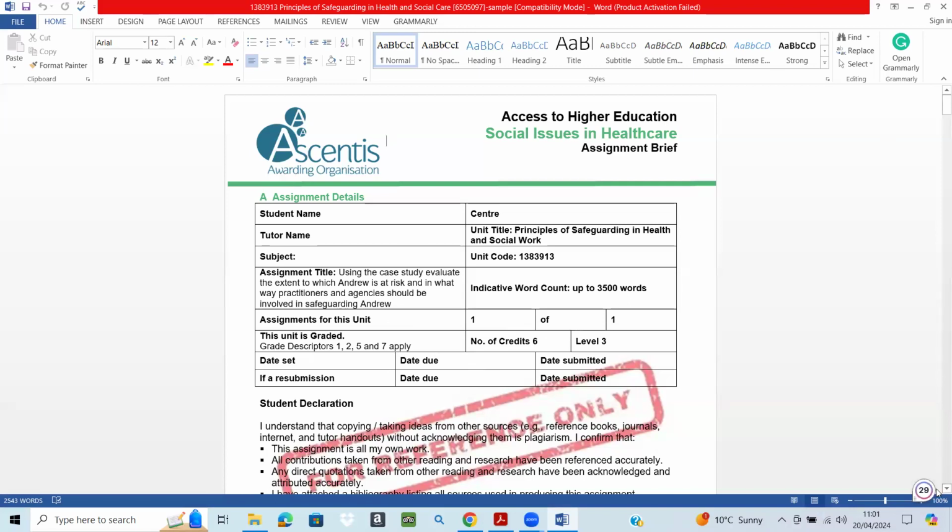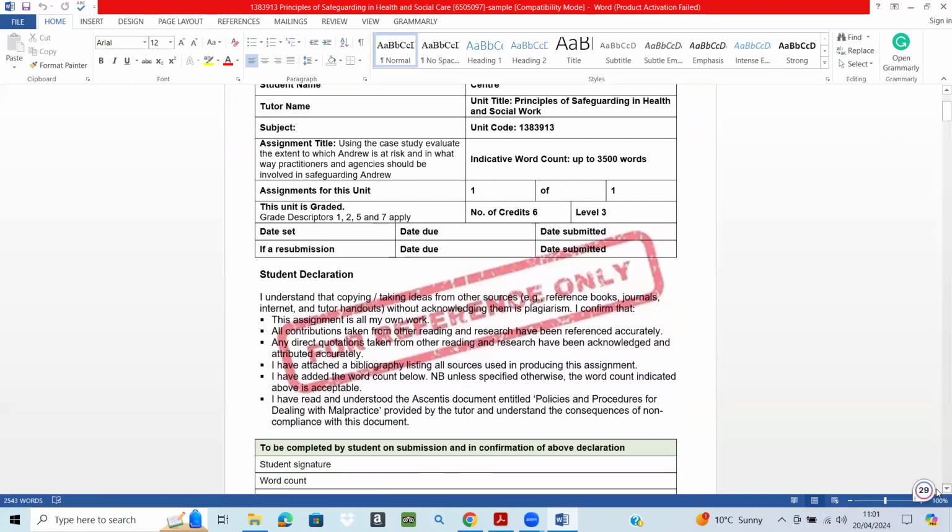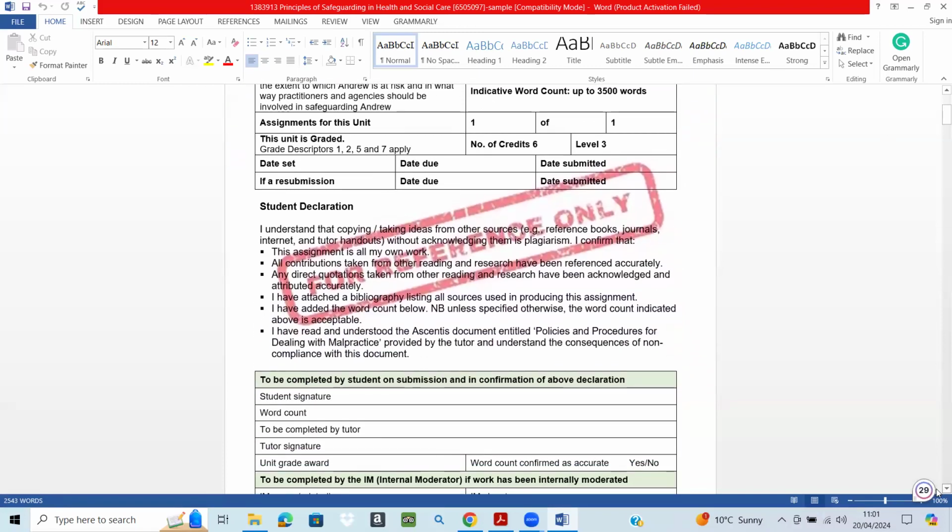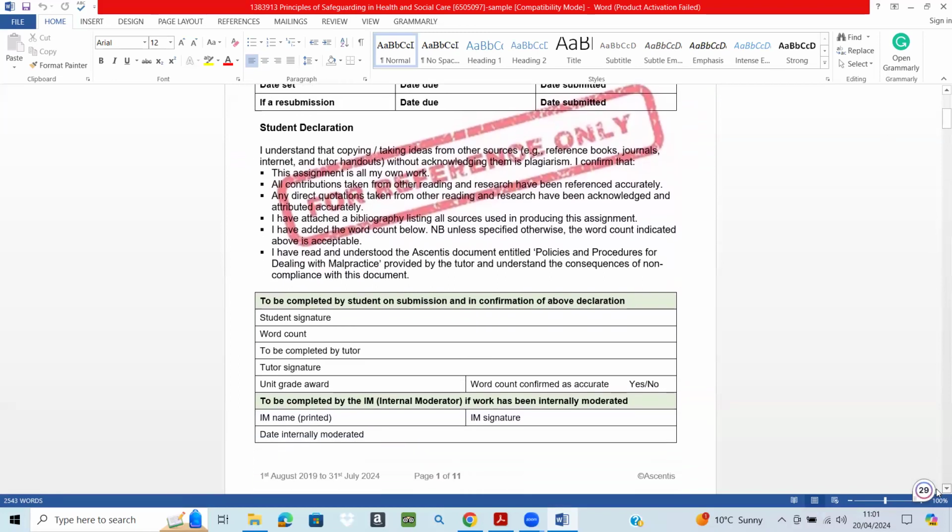Then you have the student declaration, which needs to be completed by the student, and submission and confirmation of the above declaration. So you need to sign it, the word count. And this section is to be completed by the tutor. And then this section is to be completed by the internal moderator.